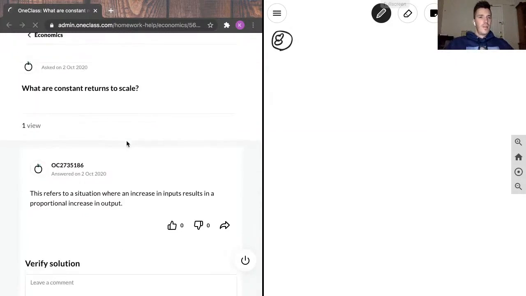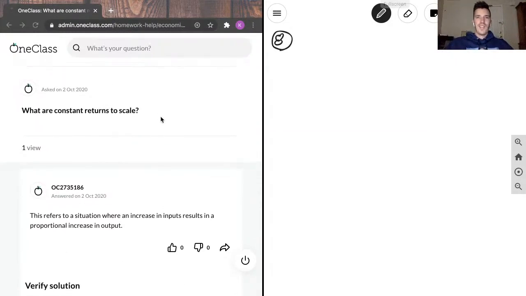What are constant returns to scale? This is another one I've seen a million times that never seems to stick for whatever reason. This refers to a situation where an increase in inputs results in a proportional increase in output. You can also have increasing returns to scale and decreasing returns to scale.